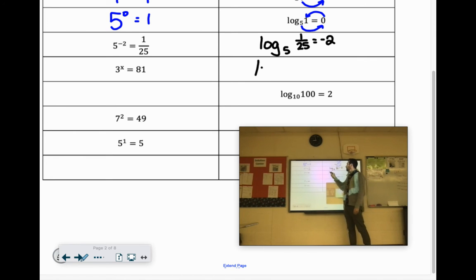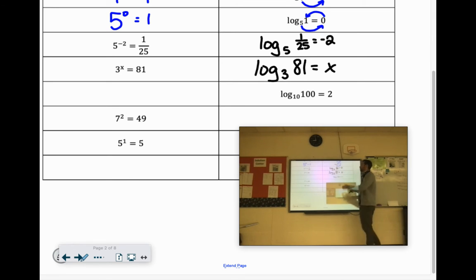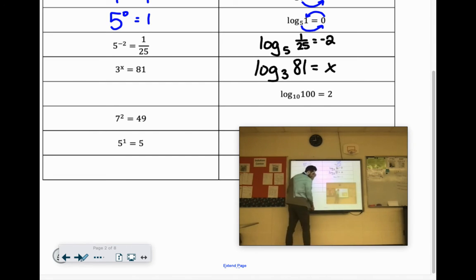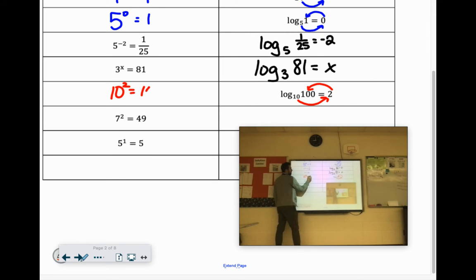So log, our base here is 3. Our answer is 81. And the exponent was x. Now eventually we'll be solving that for x, which would be 4, because 3 to the 4th is 81. So if we're swooping here, we'd say 10 to the second equals 100. 10 to the second power equals 100.